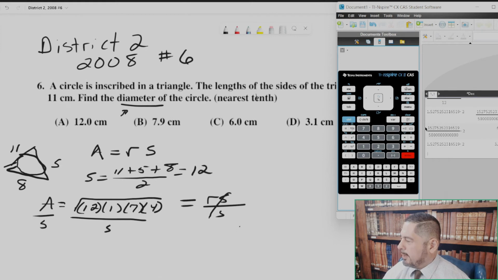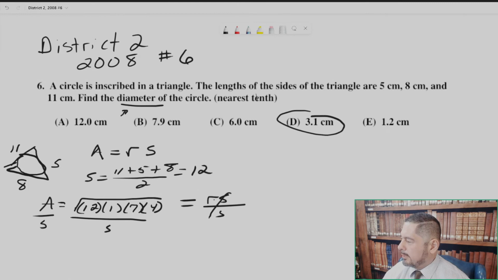We got 3.05505, and so that is answer D. Then we get that radius times 2 is equal to diameter. This is approximately equal to 3.055, and the answer is D.